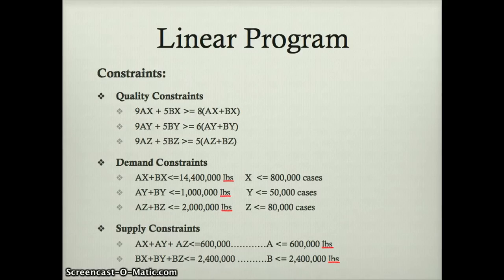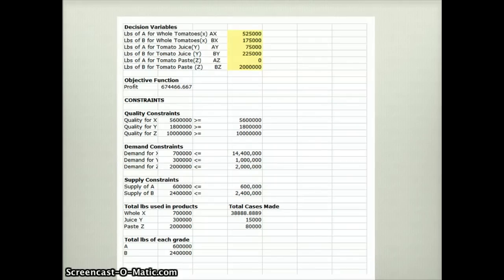Lastly, for the linear program we have the constraints. These quality constraints represent the minimum quality of tomatoes that must be used for whole, juice, or paste production. Because demand is not infinite, we also have the demand constraints, with the biggest demand by far being for the whole tomatoes. And finally, because we do not have an unlimited supply of tomatoes, there is a constraint on supply, with 600,000 grade A tomatoes and 2.4 million grade B tomatoes. Here is the information that I just stated in its Excel spreadsheet format that you can view at your own convenience. And next, I'm going to hand it over to Nicole, who is going to discuss the optimal solution.